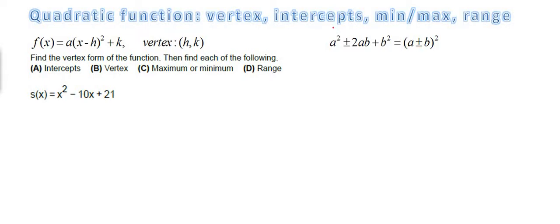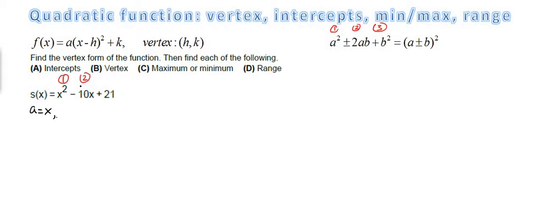So on the left-hand side we have 3 terms. Now let's go back to S(x). We're gonna focus on the first 2 terms: x squared, and the second term is negative 10x. Now let's compare the first 2 terms with the formula here. For the first term, a is x, because here's x squared, and here's a squared, so a equals x.